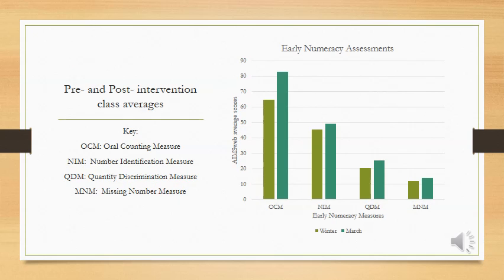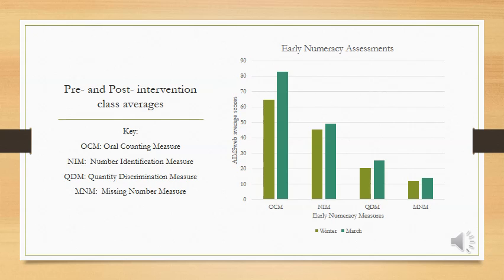Pre and post intervention class averages. This graph shows the information I just shared with you about how my students did overall. That was determined by coming up with averages for each of the 4 measures. What I did was the graph shows that I took an average for their winter scores in OCM, which is oral counting measure, and then I also took their average for how they did post-intervention in March for OCM. And there you can see the bar graph.